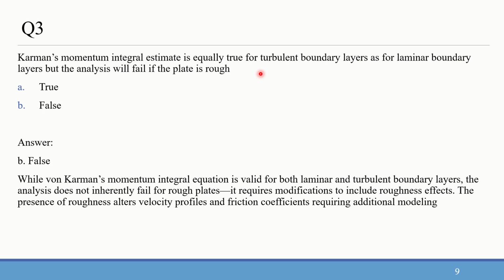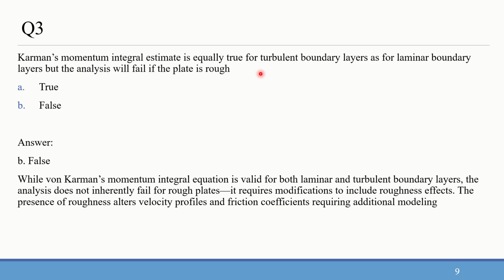So what is mentioned here, in the question, is that Karman's momentum integral estimate is equally true for turbulent boundary layers as for the laminar boundary layers, but the analysis will fail if the plate is rough. So we are asked to find whether it is true or false, and the answer is false.